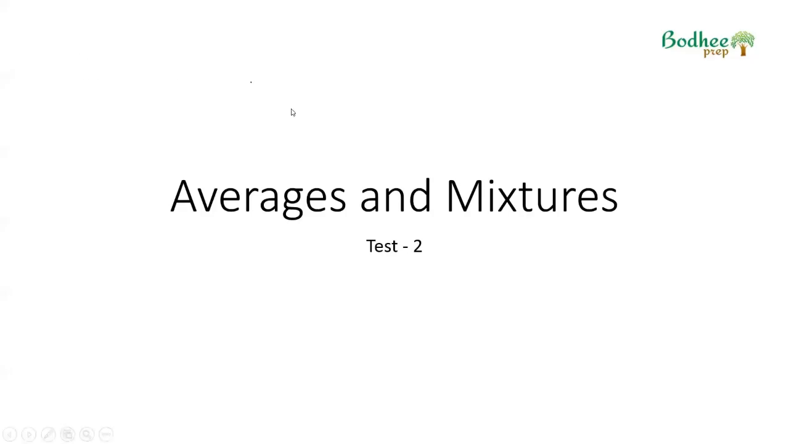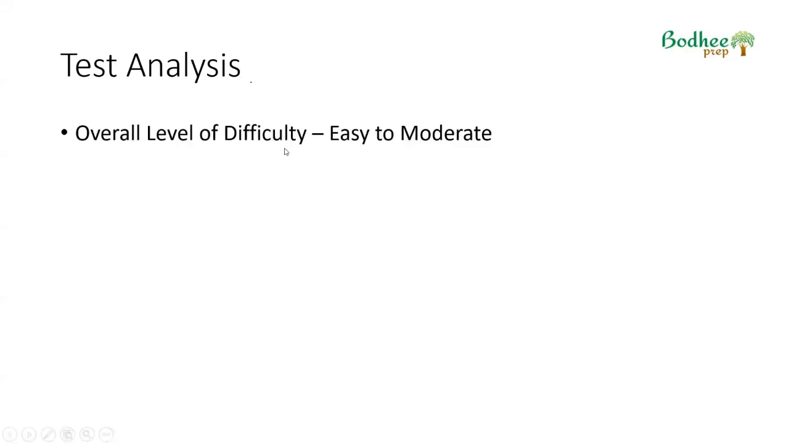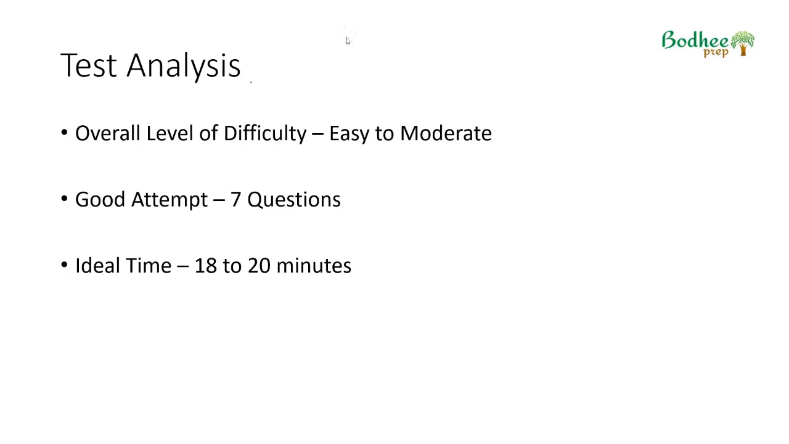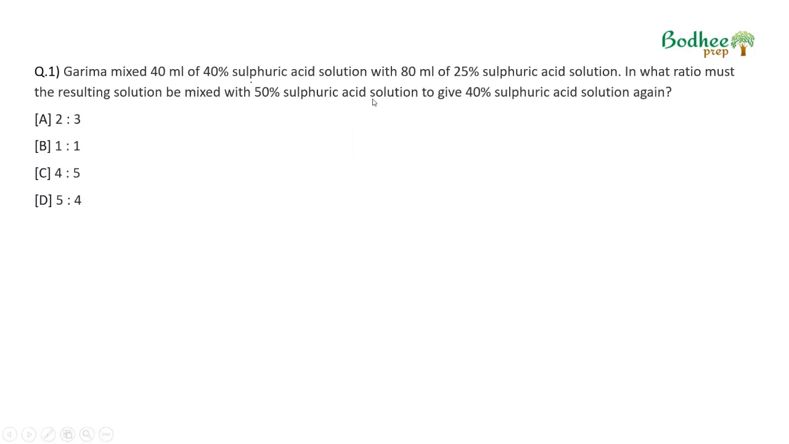This is the second test of averages and mixtures. In terms of level of difficulty, this test would be an easy to moderate level of difficulty, and therefore about 7 questions could be attempted. And the overall time to attempt this test would be somewhere around 18 to 20 minutes. Looking at the questions, question one, for instance.